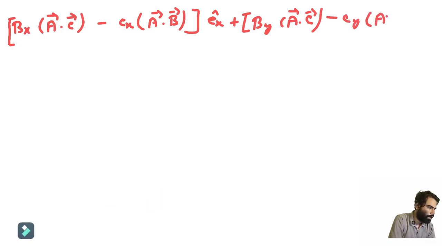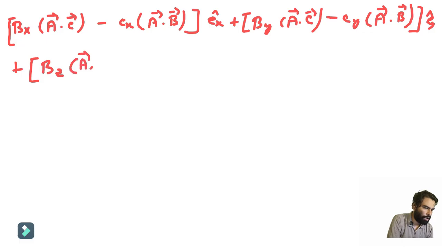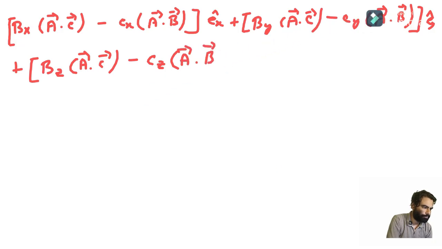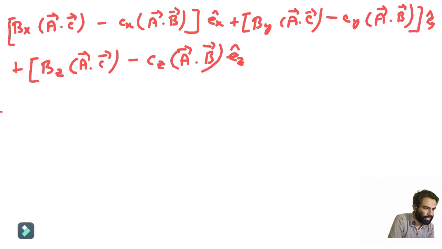CY (A dot B), and it is EY. Okay, and another component will be the Z component, BZ (A dot C) minus CZ (A dot B), EZ. Okay, now we can take it. Now we can simplify it some more.